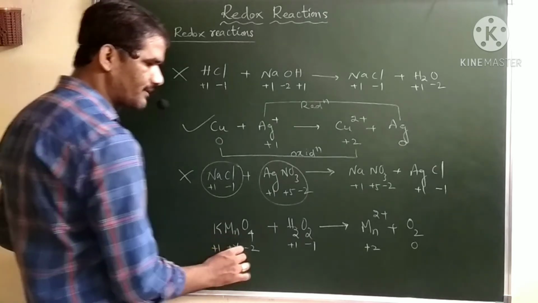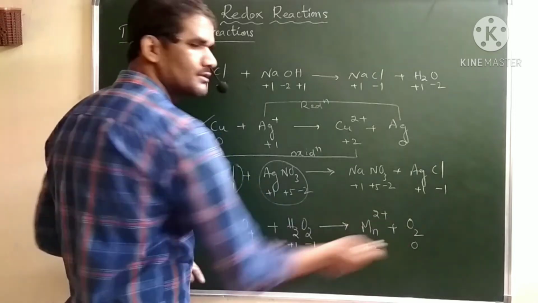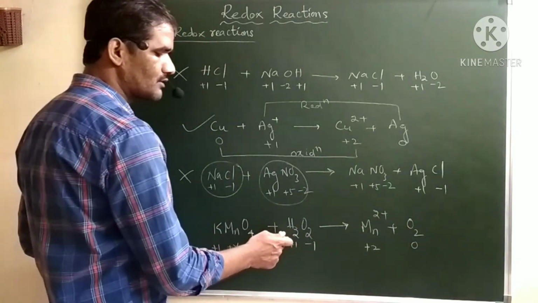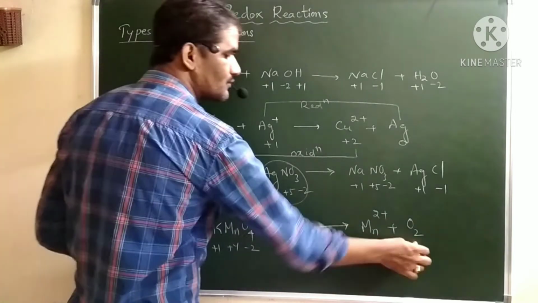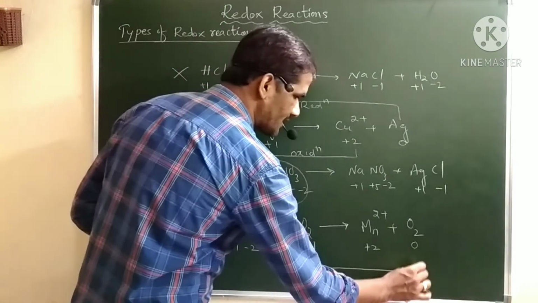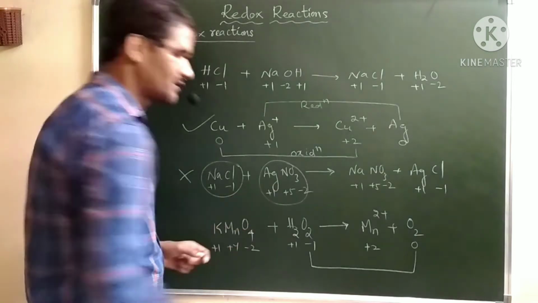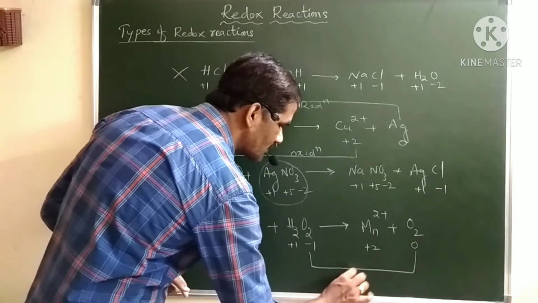Manganese is changing from plus 7 to plus 2. Oxygen, anyhow, minus 2 to 0. And here, in hydrogen peroxide, oxygen goes from minus 1 to 0. So here the oxygen oxidation state is increasing. Oxygen oxidation state increasing means what? This part is undergoing oxidation.